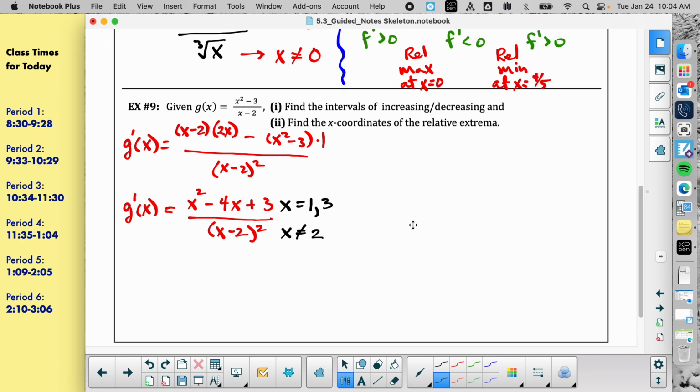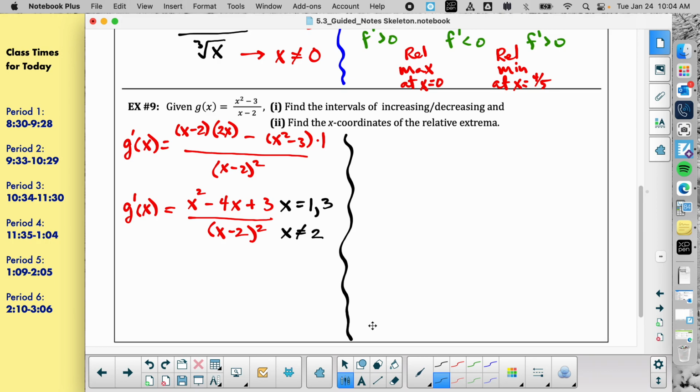Like I said before we started this, the important thing is to remember that 2 cannot be anything because it's a vertical asymptote in the original problem. So when we start making our table, 2 is a critical number, but nothing can actually take place there.